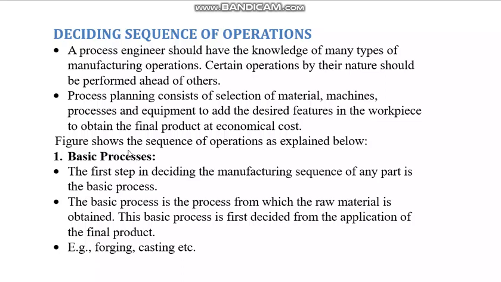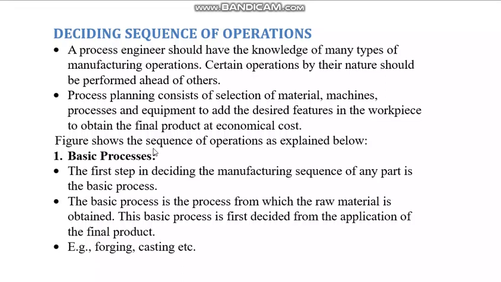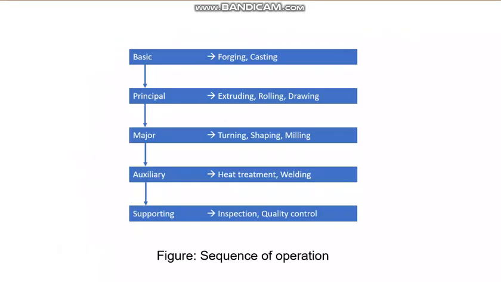Okay, now here they say the figure shows the sequence of operations as explained below. Now where is that figure? Let me show you the figure. Yes, in this slide it is there. This is a figure showing the sequence of operations. On the top you can see there are certain basic operations. Under the basic operations, things like forging and casting come. Then after that are the principal operations.